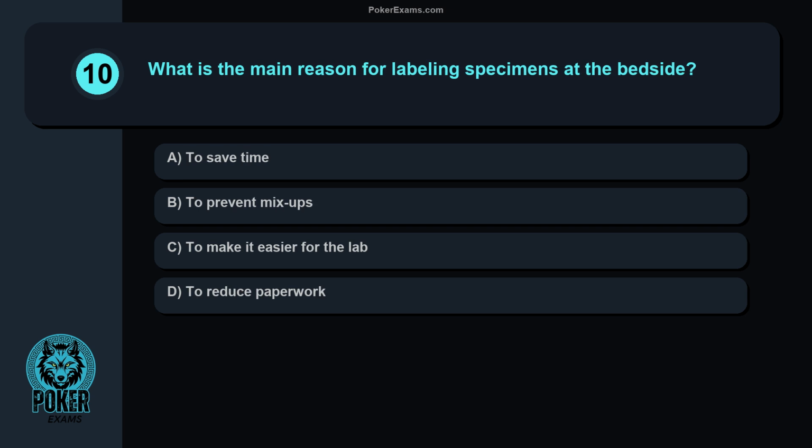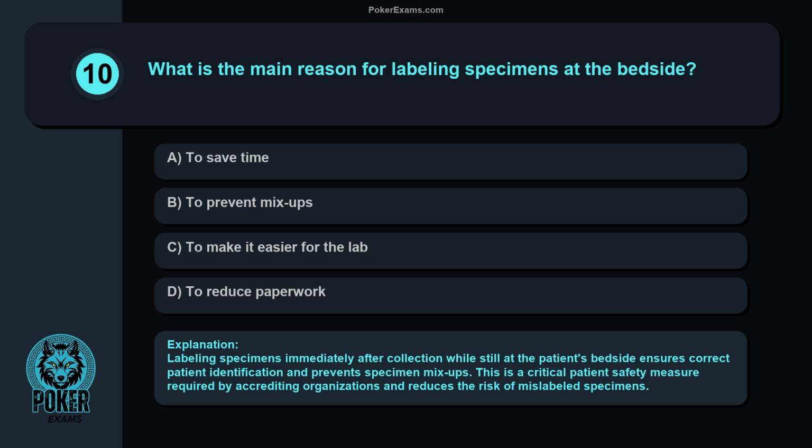Question 10. What is the main reason for labeling specimens at the bedside? To save time. To prevent mix-ups. To make it easier for the lab. To reduce paperwork. Labeling specimens immediately after collection while still at the patient's bedside ensures correct patient identification and prevents specimen mix-ups. This is a critical patient safety measure required by accrediting organizations and reduces the risk of mislabeled specimens.